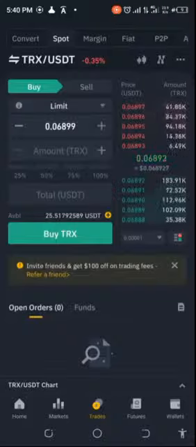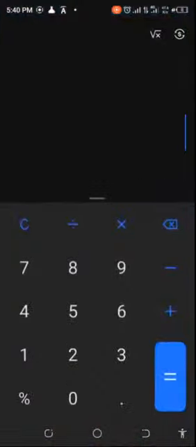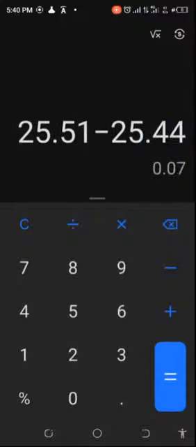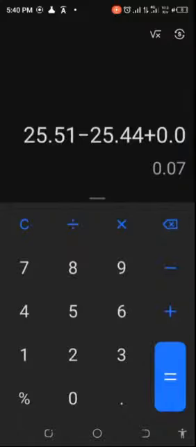I already told you that changing it to TRX in KuCoin and then coming here to change it again is going to take at least 10 cents from our profit. So what was our profit supposed to have been? That would have been 25.51 minus 25.44, so this is 7 cents. Plus the 10 cents, it would have been 17 cents.